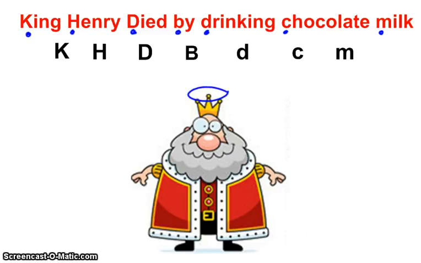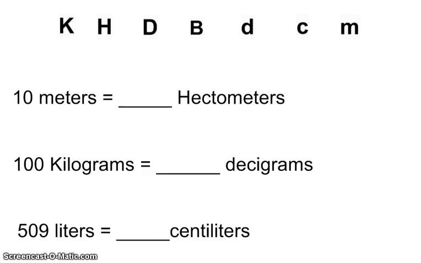We take the first letter in each word, King, Henry, died, by, drinking, chocolate, milk, and that helps us remember how to place them in order. Now you might say, there wasn't a B. Well, that stands for our base unit, either liter, meter, or gram. Let's see how it works.